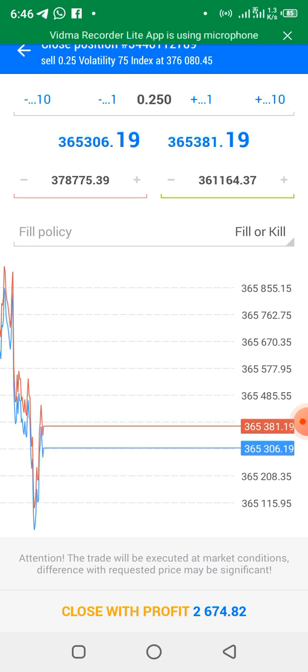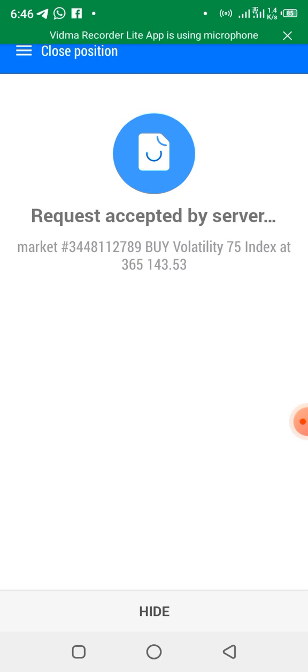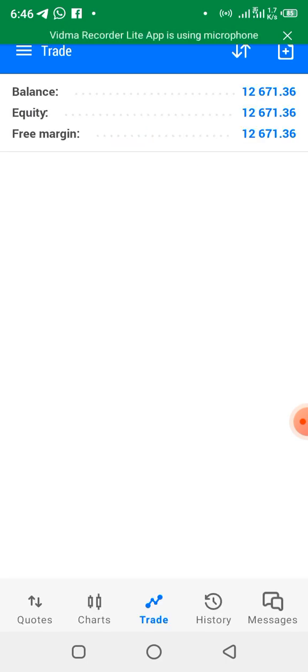2,682. It has changed, but you can see below now the price is rising. Yeah, so you can now press close with profit. It has closed, right? So you can see our account balance has increased from $10,000 to $12,671.36. All right, so that's our balance.